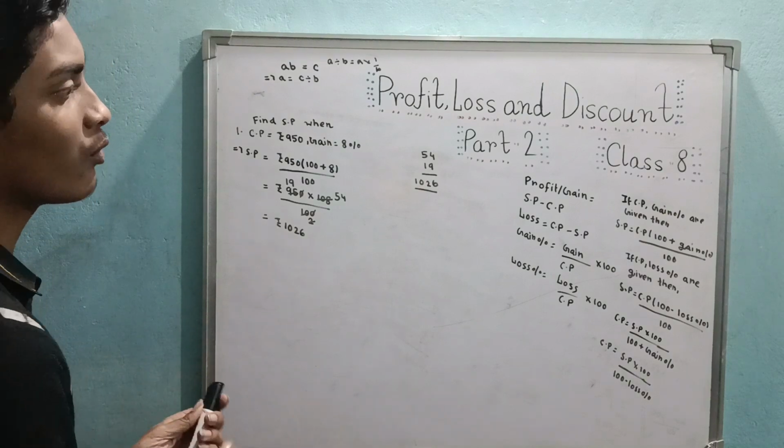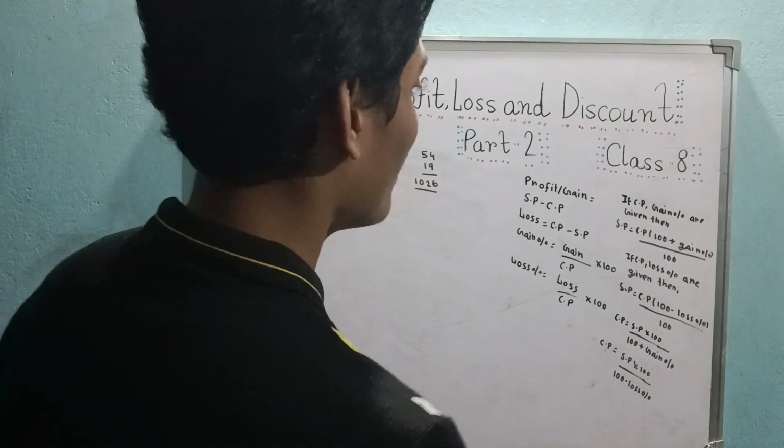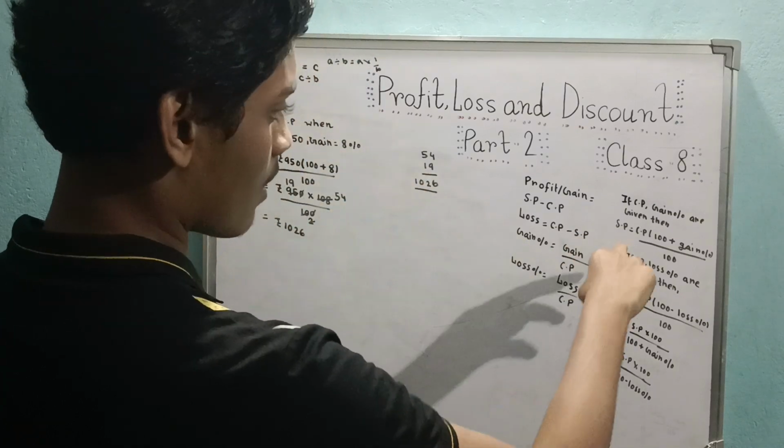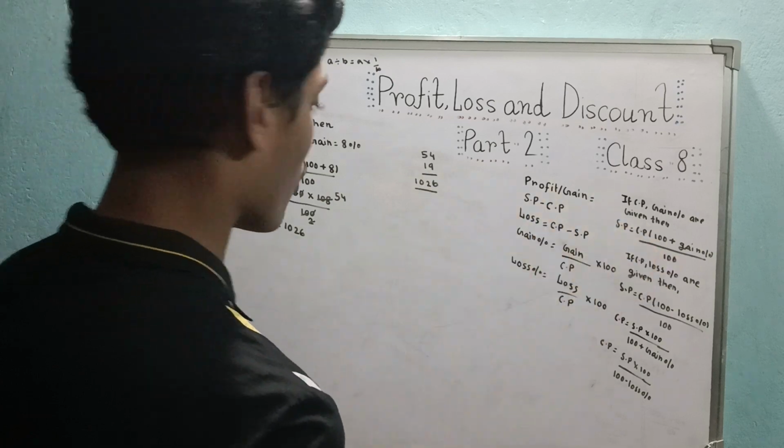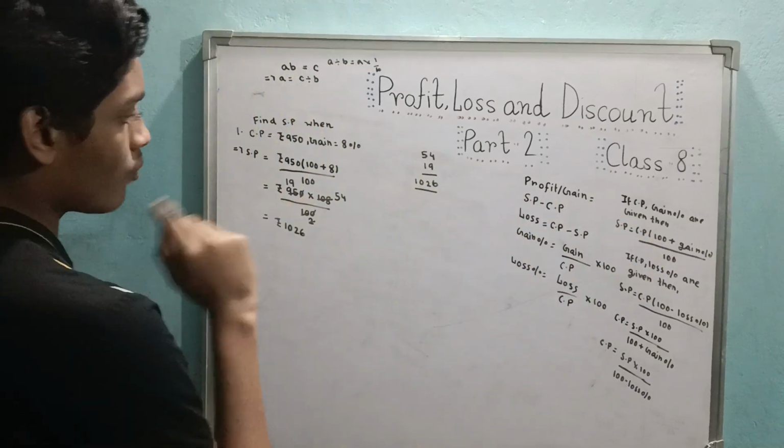So SP is CP multiplied by (100 plus gain percent) by 100. Directly you can use this when CP and gain percent are given. This is the formula. I put them in, and I get 950 times 108 by 100.